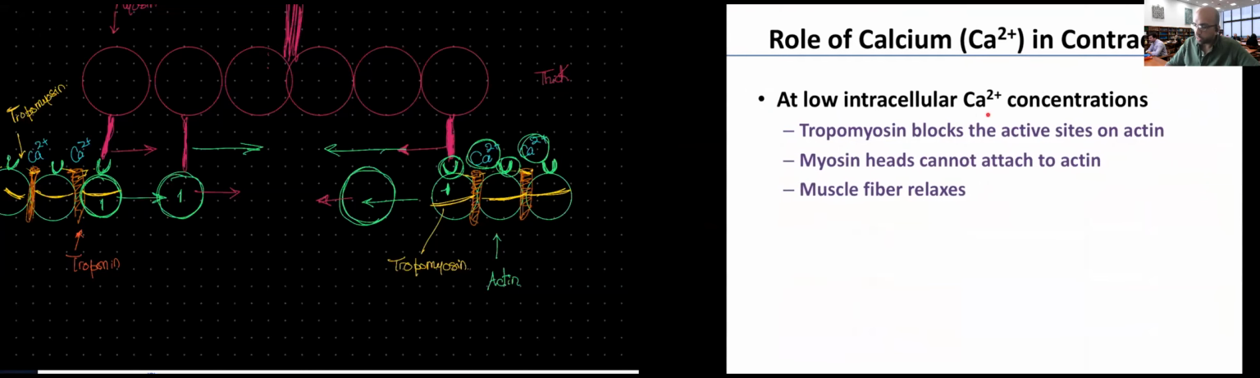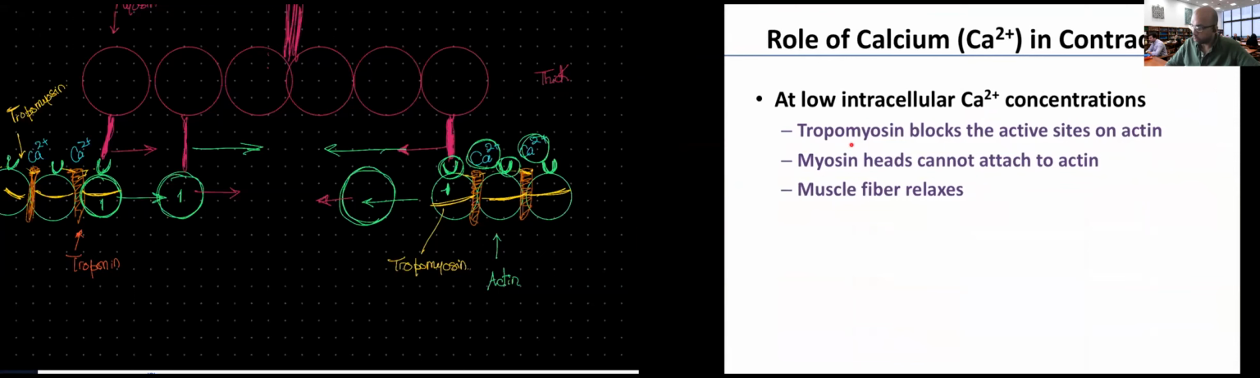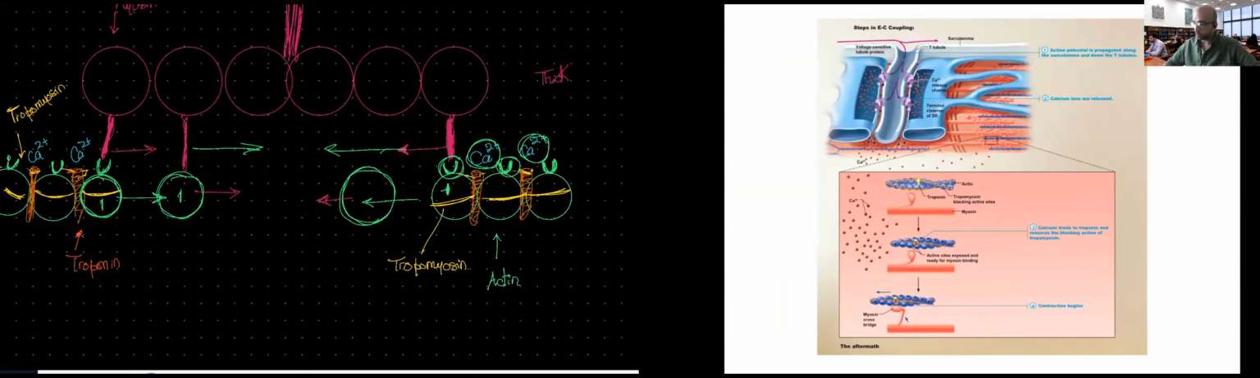At low intracellular calcium concentration, the tropomyosin is blocking the active binding sites on the actin subunits. The myosin heads cannot attach to the actin, and the muscle fiber is going to be relaxed. This is what we've seen on here.